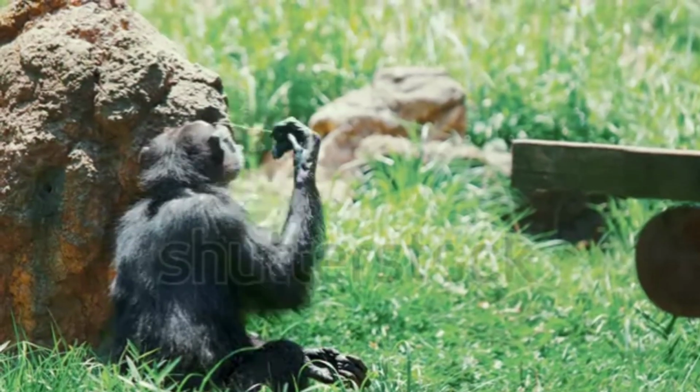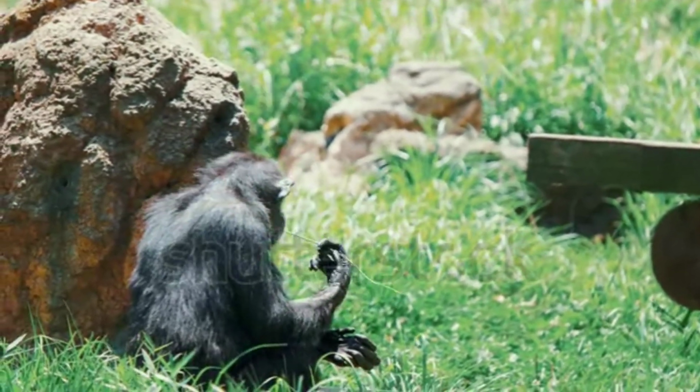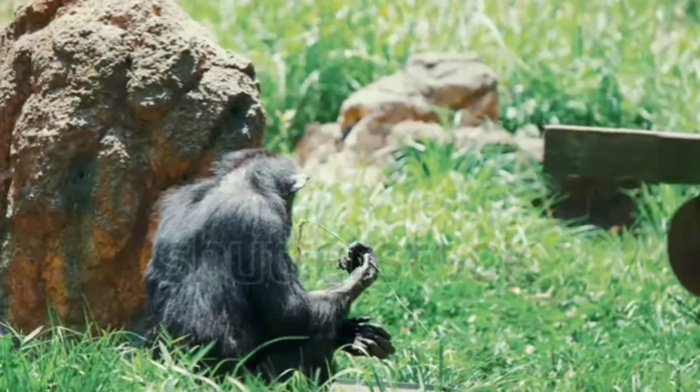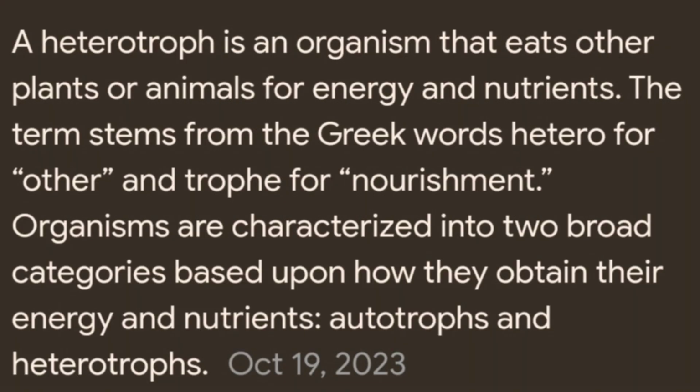The kingdom the chimp is in is Animalia. All members of Animalia are multicellular eukaryotes and are heterotrophs, organisms that rely on feeding on other organisms directly or indirectly for nourishment.